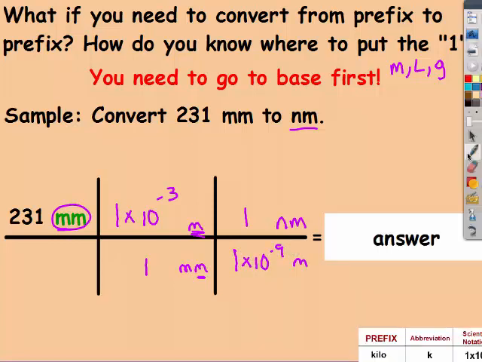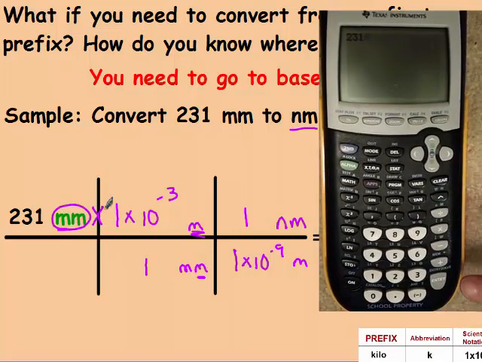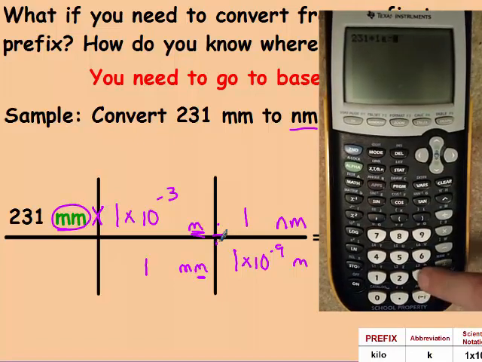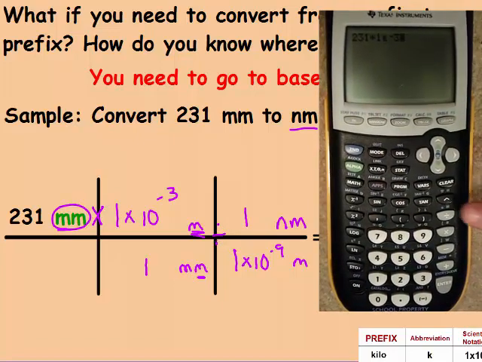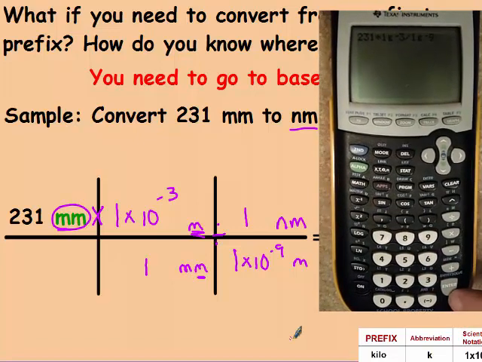So to plug this in the calculator, we're going to multiply and then divide. So 231 times 1 times 10 to the negative third divided by 1 times 10 to the negative ninth. And you should get 2.31 times 10 to the eighth.